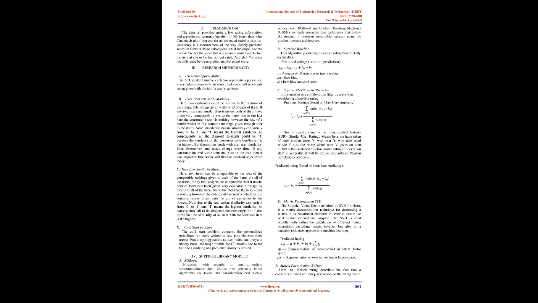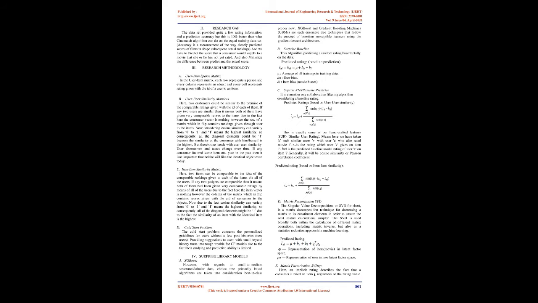B. User-user similarity matrices. Here, two customers could be similar to the premise of the comparable ratings given with the ID of each of them. If any two users are similar, then it means both of them have given very comparable scores to the items due to the fact here the consumer vector is nothing however the row of a matrix which in flip contains rankings given through user to the items.